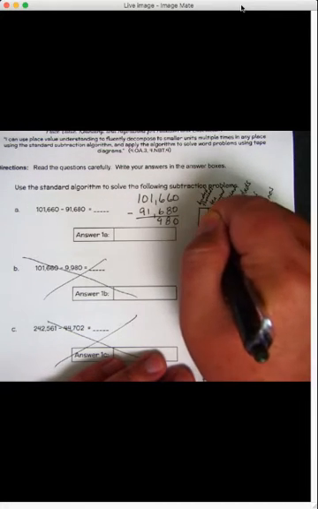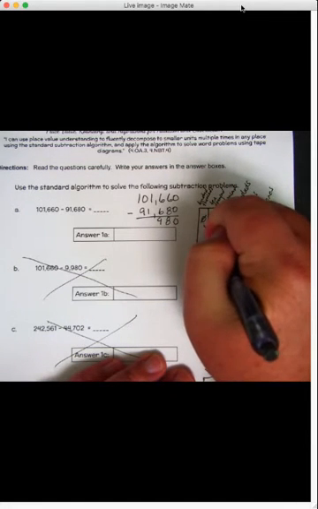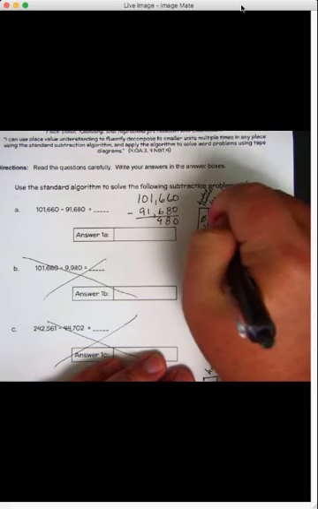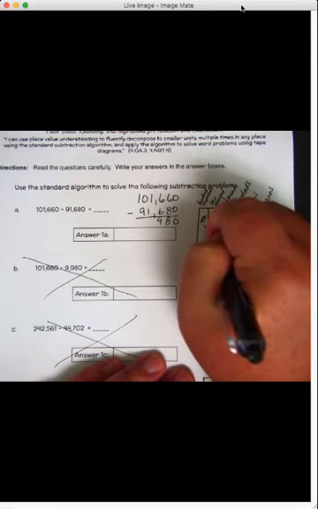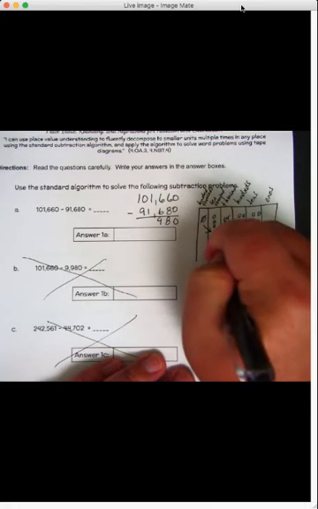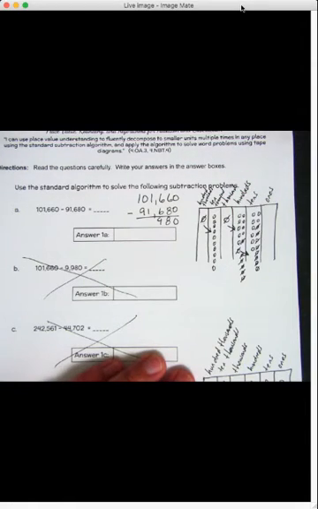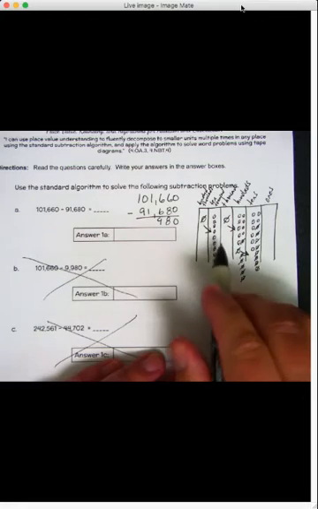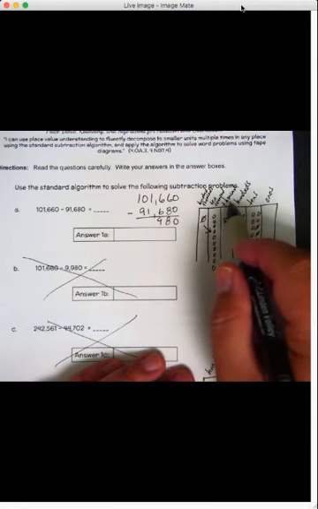And we're going to borrow that 100,000. We're going to take it away. And we're going to give the 10,000s place 10 10,000s, which would be 100,000. 1, 2, 3, 4, 5, 6, 7, 8, 9, 10. Okay, so now we can borrow from this 10,000s place to give us 1,000.